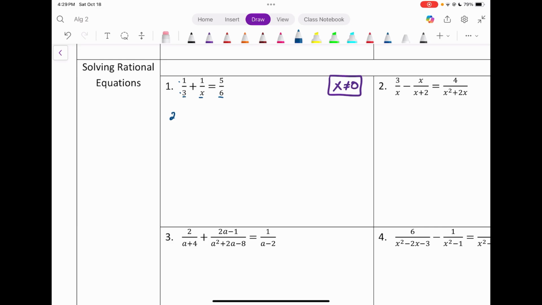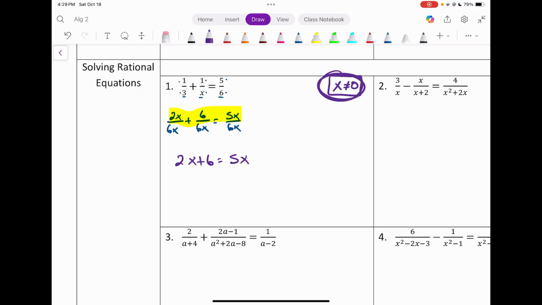That's going to give me 2x over 6x. I'm going to multiply top and bottom here by 6. That's going to give me 6 over 6x. Equals, I'm going to multiply top and bottom here by x, and that's going to be 5x over 6x. Now the rule is, once the bottoms are the same, you can honestly ignore them and just worry about the tops. You can just forget completely about the bottoms as long as you remember this. And you have 2x plus 6 equals 5x.